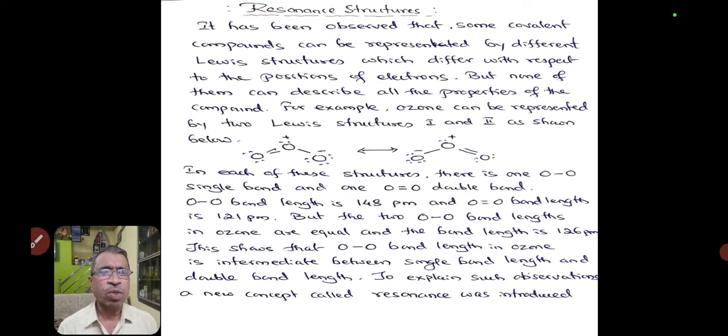O-O bond length is 148 picometer and O=O double bond length is 121 picometer. But the two O-O bond lengths in ozone are equal and the bond length is 126 picometer. This shows that the O-O bond length in ozone is intermediate between the single bond length and the double bond length. To explain such observations, a new concept called resonance was introduced.